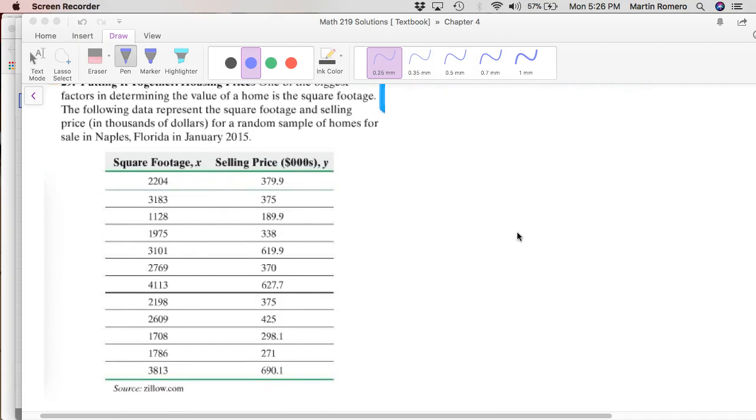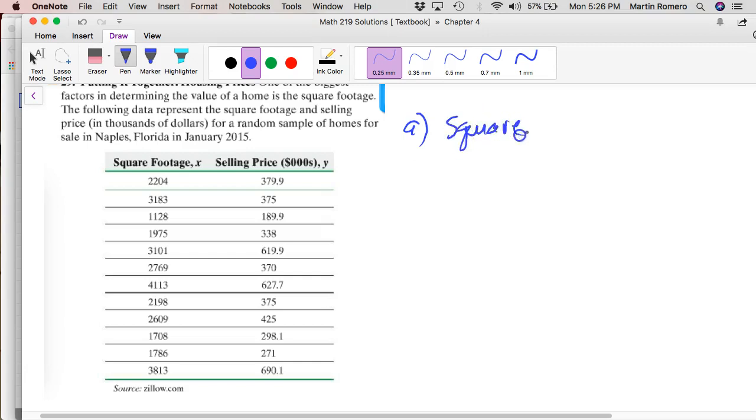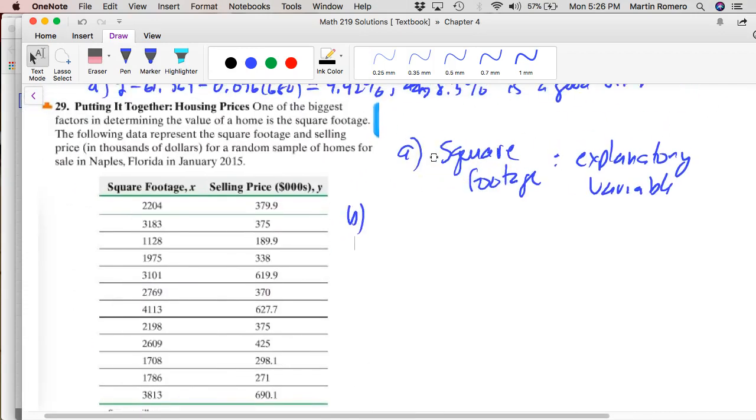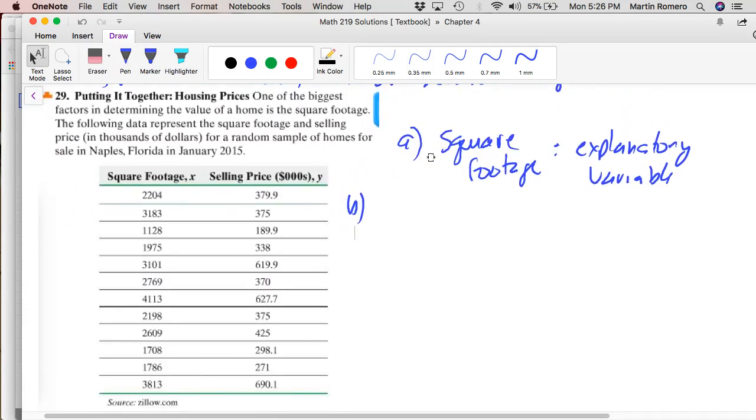And it's already given away here. In this case, square footage, or the size of the house, right? Square footage is the explanatory variable. And does that explain the cost of a house? So that's what we have there. Part B, draw a scatter diagram. So we're going to go back to StatCrunch, problem 29.